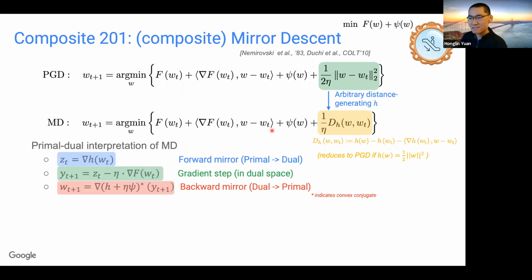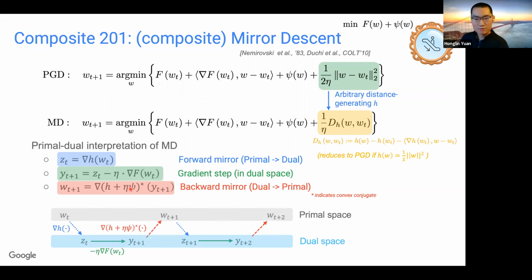The benefit of this generic setup is that it enables the primal dual interpretation. The step from WT to WT plus 1 can be decomposed into the following 3 steps. At the beginning, you start from this primal WT. You map this to the dual space with this gradient of H, where the gradient of H is the map from the primal to the dual space. And then you add a gradient descent step to the ZT, where the gradient is evaluated at WT. This is the second step. And the third step is to map this back to the primal space by this inverse operator, where the star stands for the convex conjugate. This primal dual interpretation will be of important use when we figure out our main algorithm for this problem.